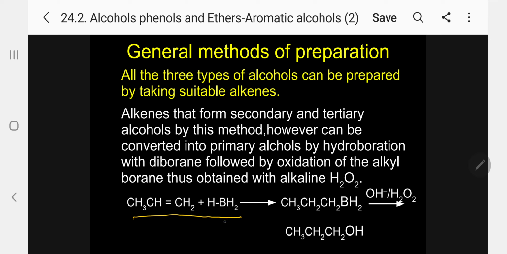So what will happen now? This is cleaved heterolytically, forming BH2 minus and H plus. When you treat with the alkaline hydrogen peroxide, the BH2 is substituted by OH. Please follow. Instead of forming secondary alcohol, now we are getting primary. This is the specific example of hydroboration. Please follow. Some question will be asked under this.